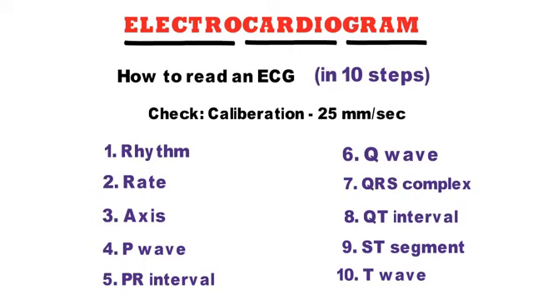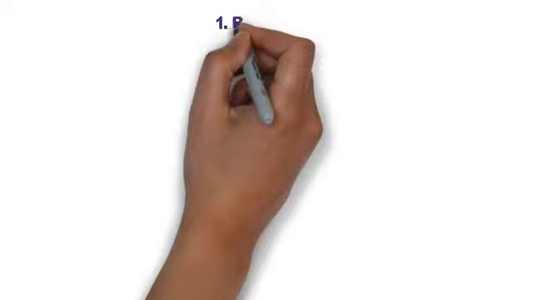So we'll discuss the ECG interpretation in this manner: rhythm, rate, axis, P wave, PR interval, Q wave, QRS complex, QT interval, ST segment and T wave. Now step 1 is rhythm.